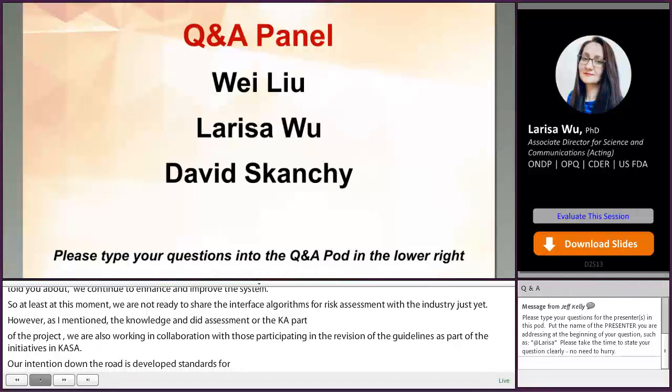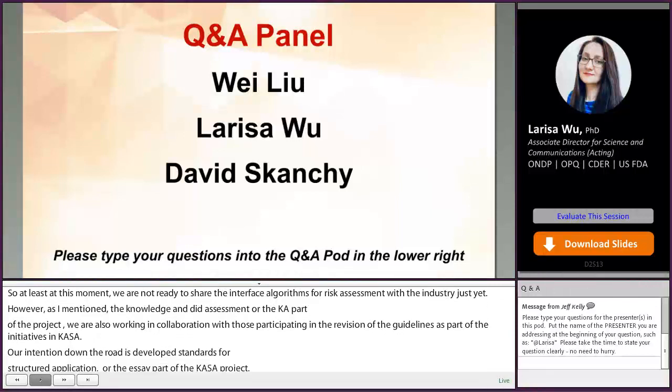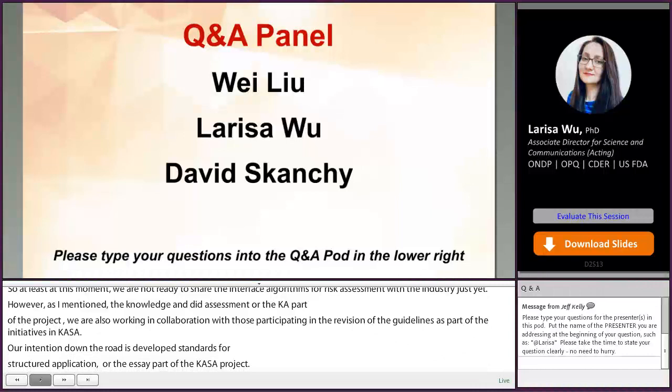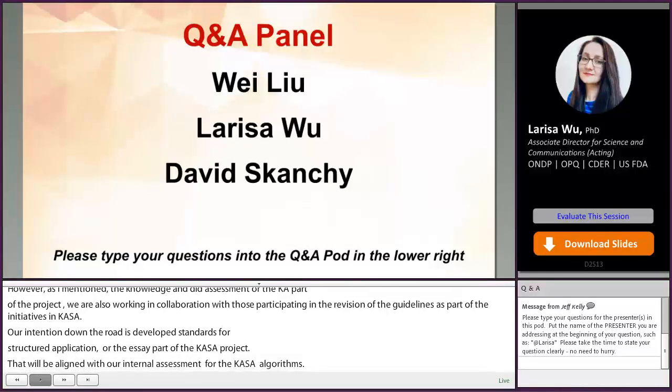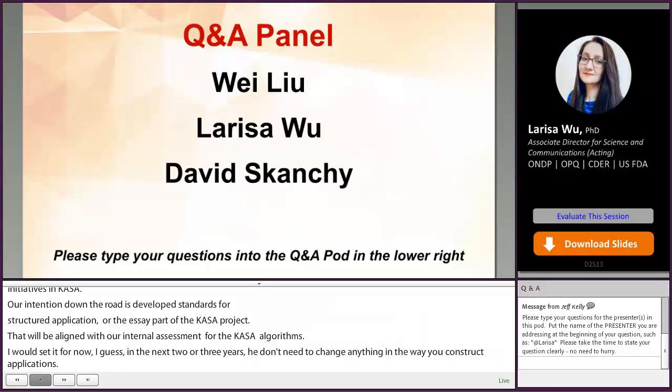So I would say that for now, in the next 2 or 3 years, you don't need to change anything in the way you construct your application. Just make sure that you are submitting complete information regarding risk identification, risk controls, and mitigation strategies in your application, so we can use that information when we perform our CASA assessment.